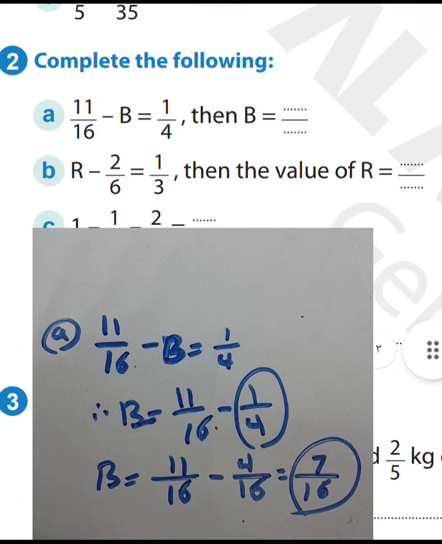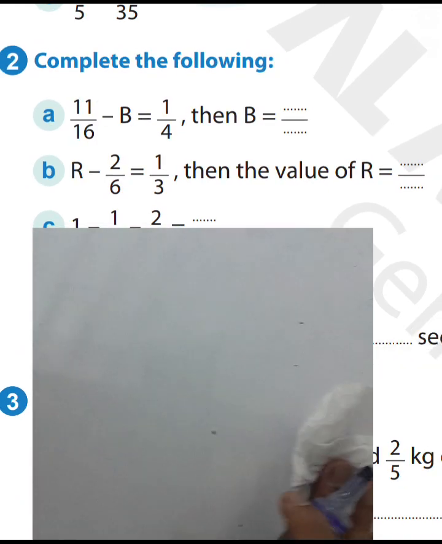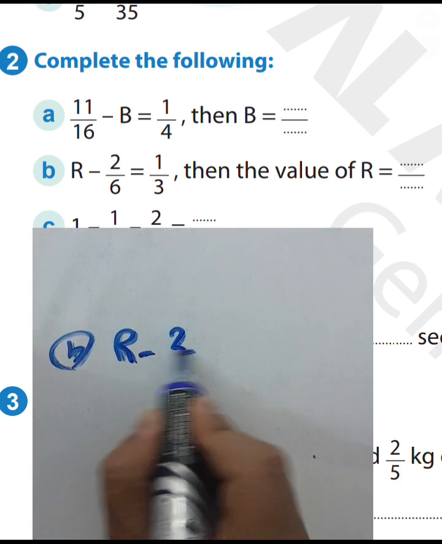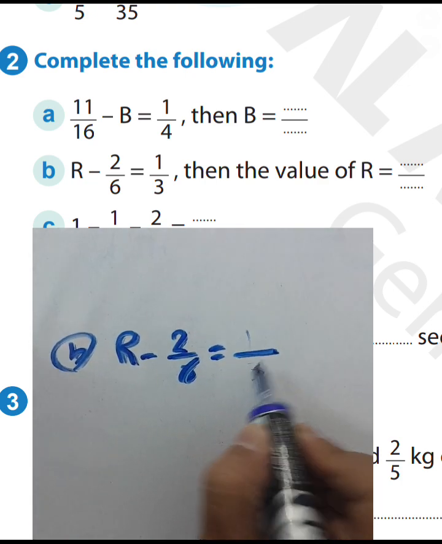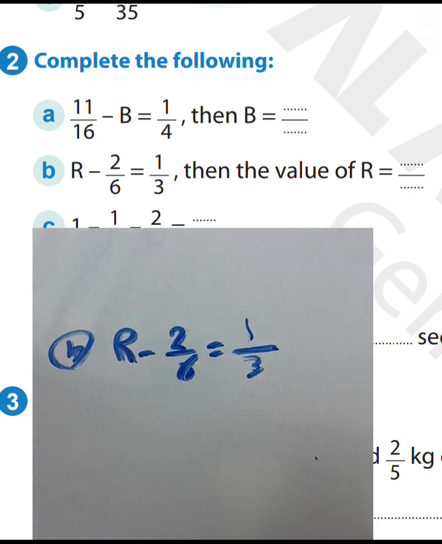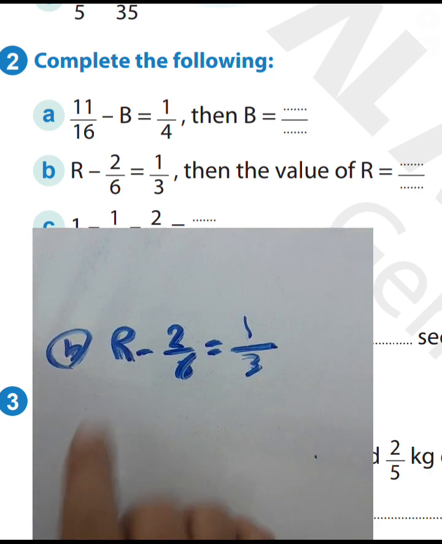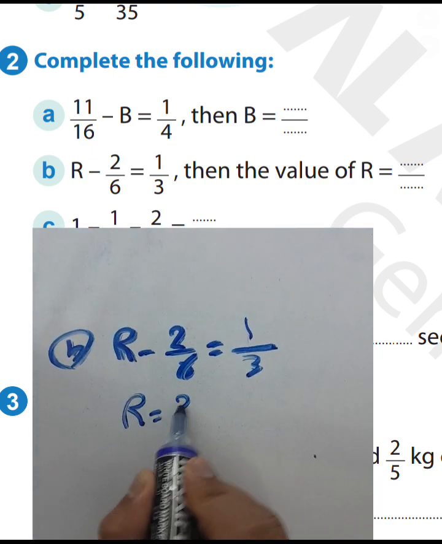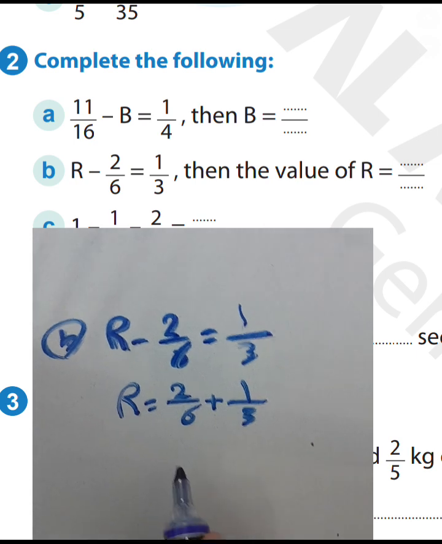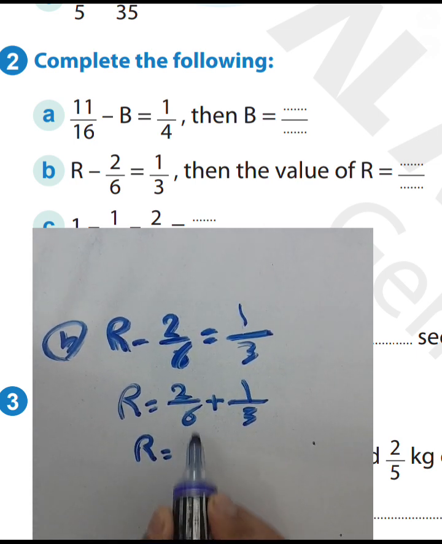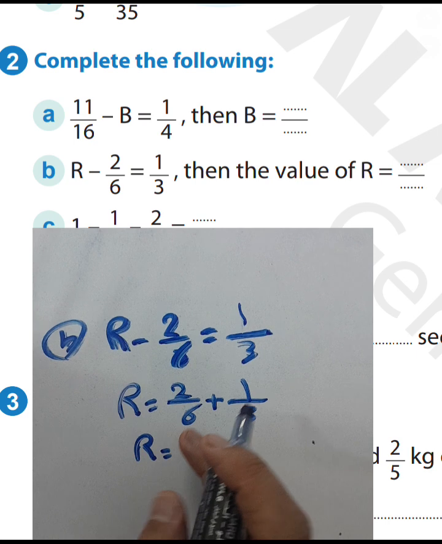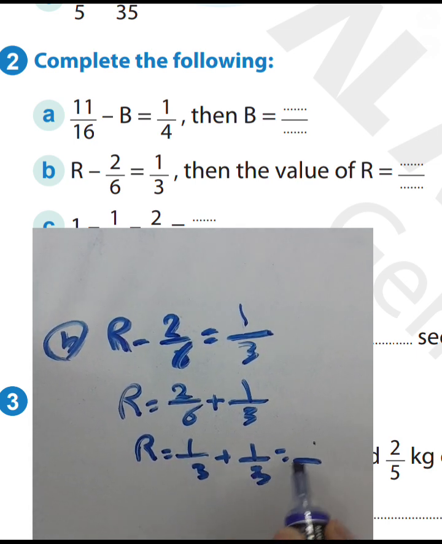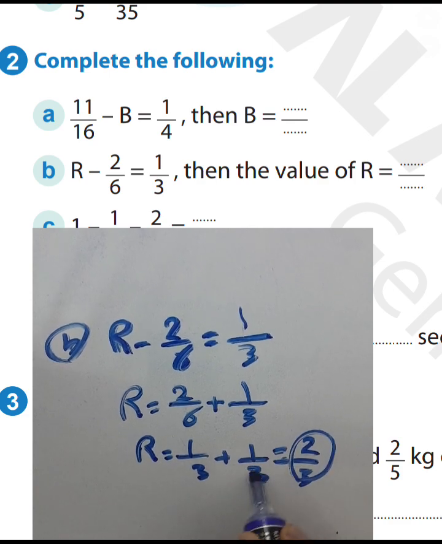Question letter B. R subtracted by 2/6 equals 1/3. We want to find the value of R. Here we call R the minuend. To find the minuend, you must add the subtrahend to the difference. R will be 2/6 plus 1/3. Then the value of R equals 2/6. You can simplify it by dividing the numerator and denominator by 2. It will be 1/3 plus 1/3. The result will be 2/3. It's the simplest form.